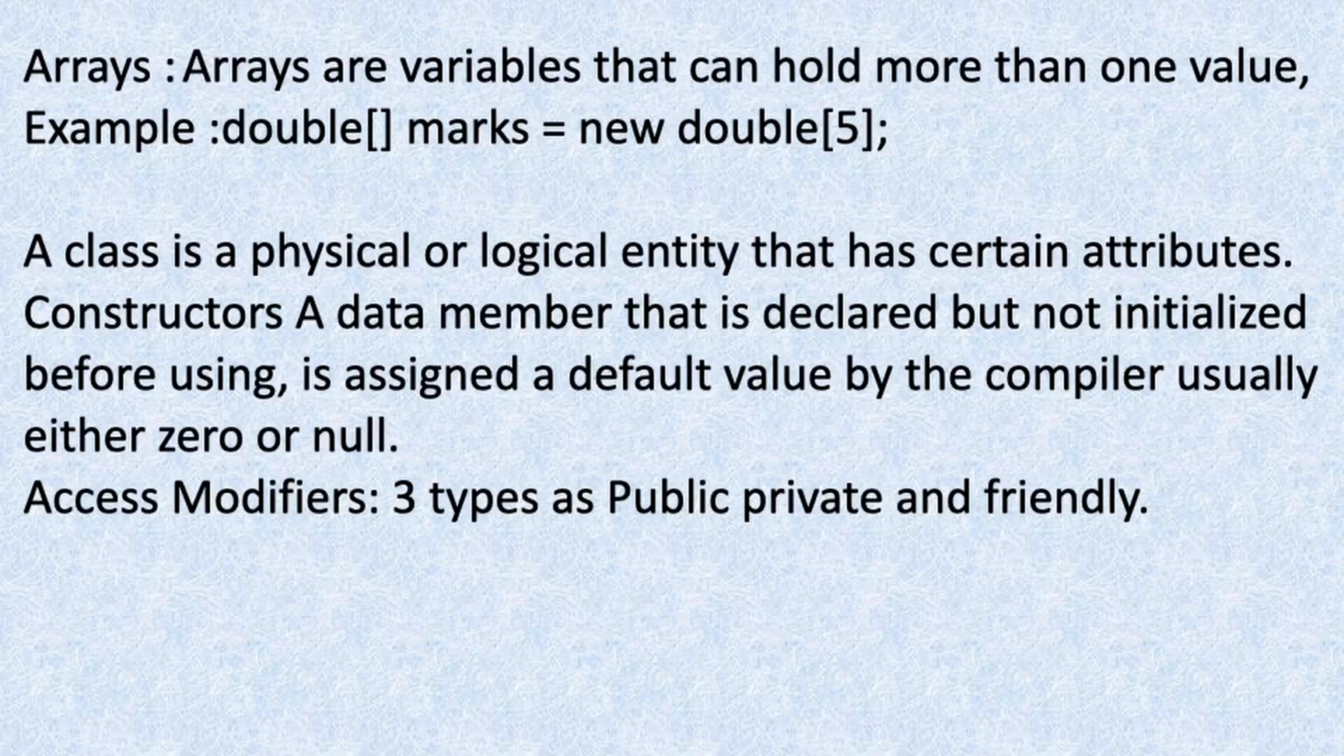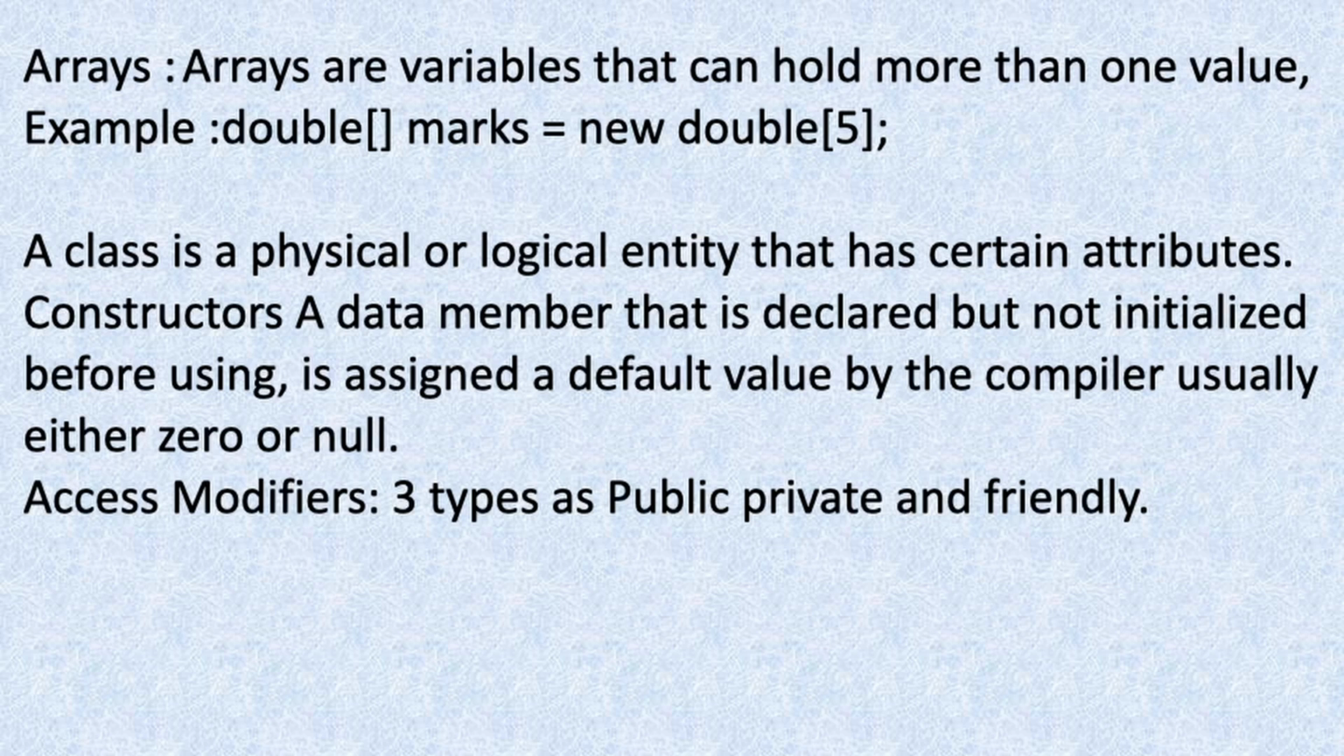There are different types of data types like primitive and non-primitive data types. There are operators like arithmetic operator, relational operator, assignment operator, and logical operator. The next topic is arrays. Arrays are variables that can hold more than one value. An example is given in the PPT. A class is a physical or logical entity that has certain attributes. Constructors are the data members that are declared but not initialized before using.